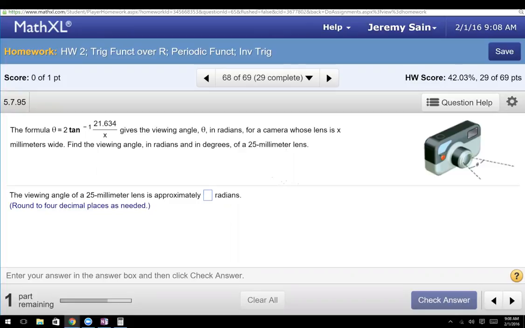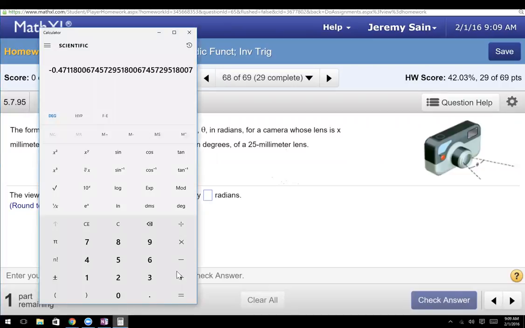Okay, so this is kind of like what we're going to be doing in the third one. It's the formula that gives the viewing angle for a camera. Find the viewing angle in radians and in degrees for a 25 millimeter lens. x is in millimeters, so you don't have to change units or anything. Just plug in 25 for x and punch it in a calculator. That's easy as anything.